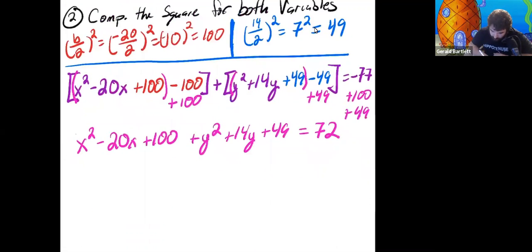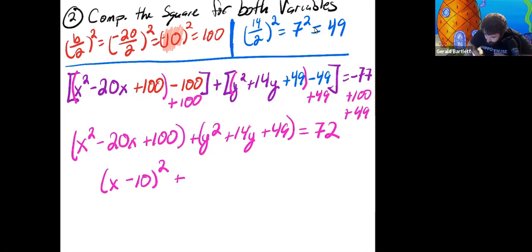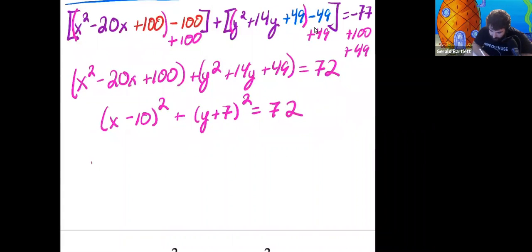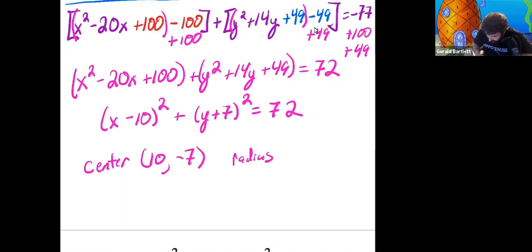Great. We've still got these guys in our parentheses here. They're going to complete the square based upon what we did earlier, so I'm going to grab these values from up here. This minus 10 makes this (x minus 10) squared, plus from my second equation, I've got 7 here, (y plus 7) squared equals 72. This gives me a center at positive 10, negative 7, and a radius at the square root of 72.